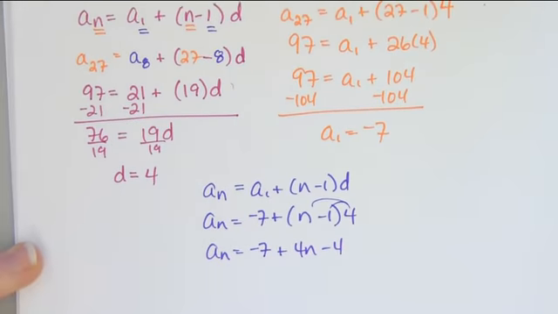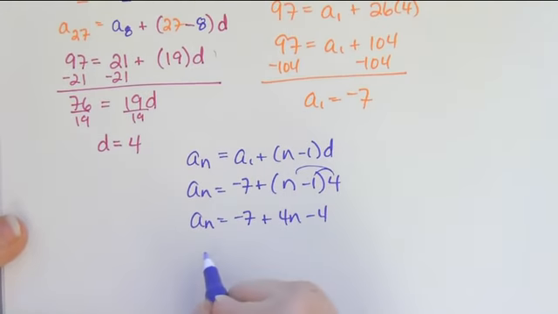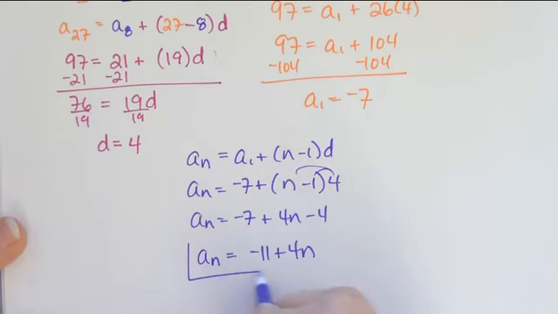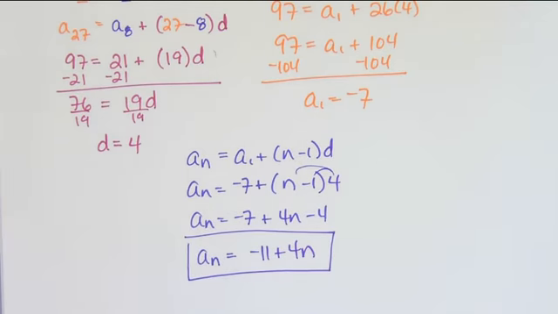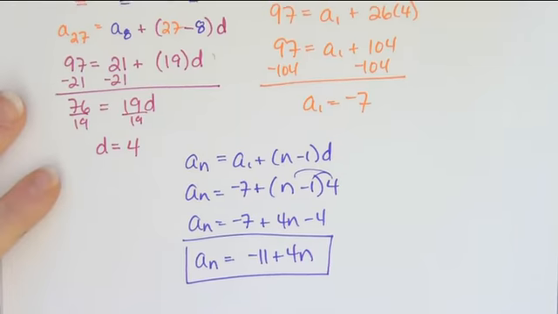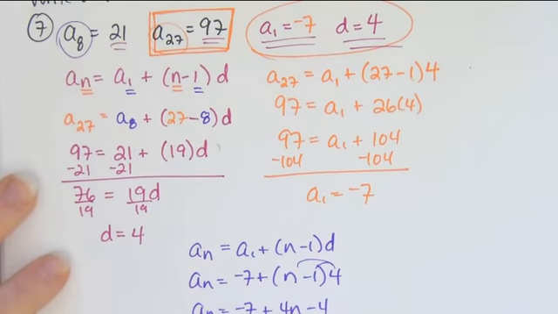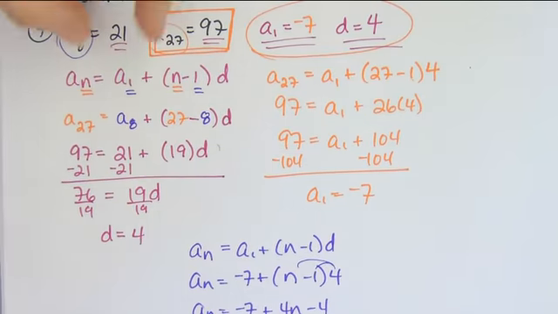Oops, I'm almost off the screen. Combine like terms. I've got a sub n is equal to negative 4 and negative 7 gives me negative 11 plus 4n. That was a lot of work. So if you're given two terms, like you were here, you're going to want to replace the a sub n and the a sub 1 with what's given.